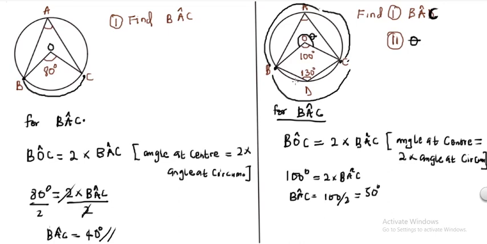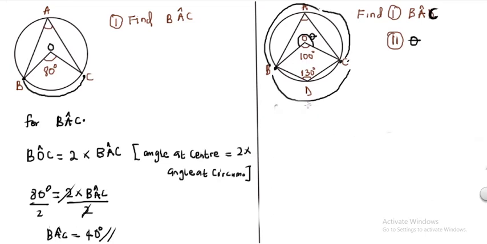130 degrees. So this simply tells us that theta is equal to 2 times the angle at the circumference, which is angle BDC. The original angle BDC is 130 degrees. You're looking for theta, by the way, so theta here is equal to 2 times 130 degrees, which is equal to 260 degrees.